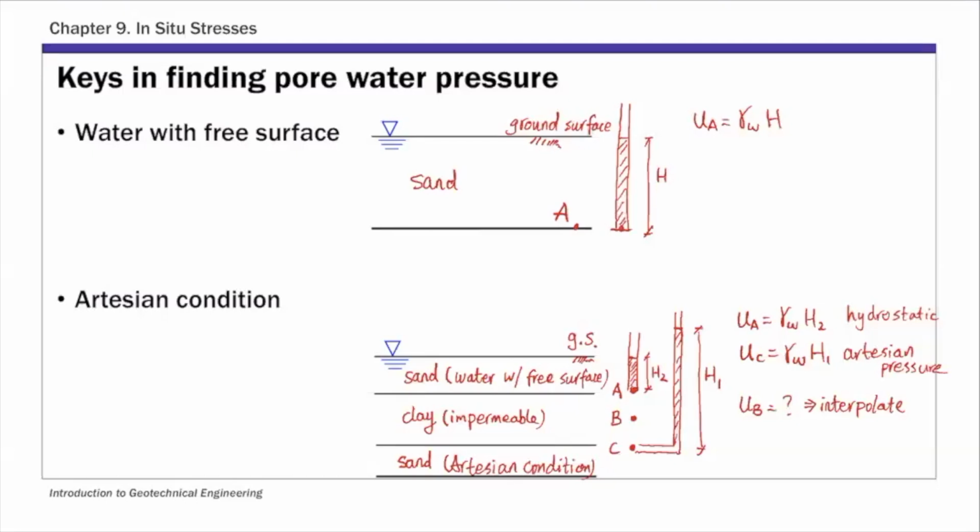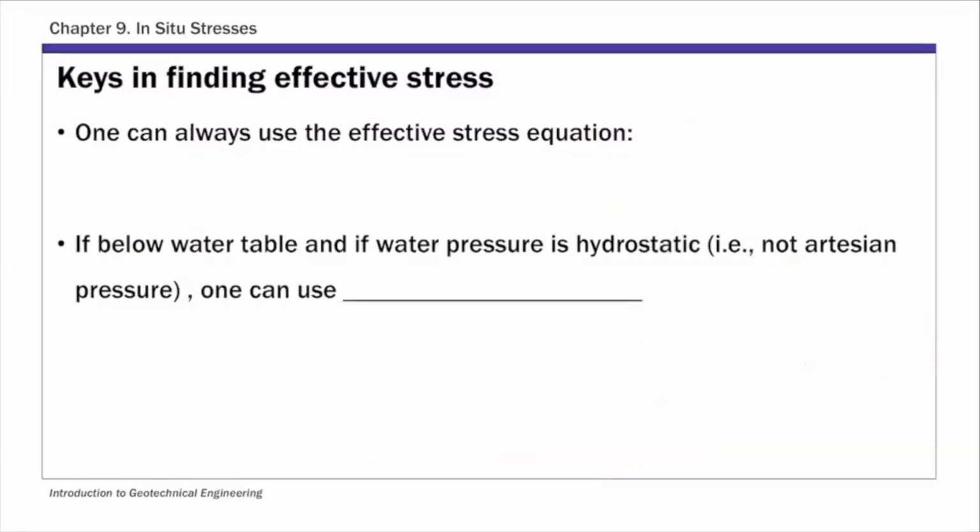And last one, some keys in finding effective stress. For effective stress, also have a couple points here. The first is you can always use the effective stress equation to find effective stress: sigma prime equals sigma minus u. So this always applies. If you can find total stress and pore pressure, you know effective stress. So this is always true.